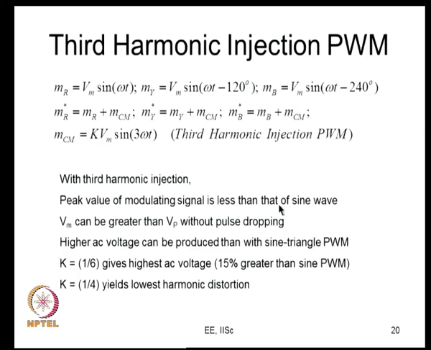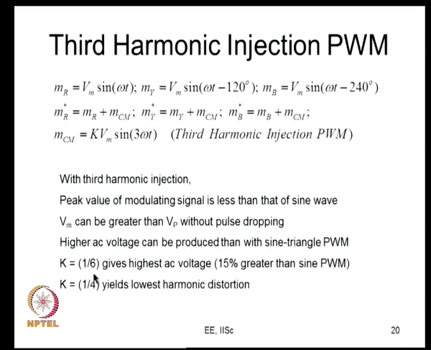So, as I mentioned, it can be anything, MCM, and third harmonic is some k times Vm sin 3 omega t, where k is a fraction, like k can be 0.5% or 10% or 15% or 20% or 25% or some small number like that. So, what you can do is with third harmonic injection, what we have seen before is the peak value of the modulating signal is lower than that of the sine. Therefore, Vm can be greater than Vp without pulse dropping. Higher AC voltage can be produced than what you can produce with sine triangle PWM, and this is what we mean by DC bus utilization.